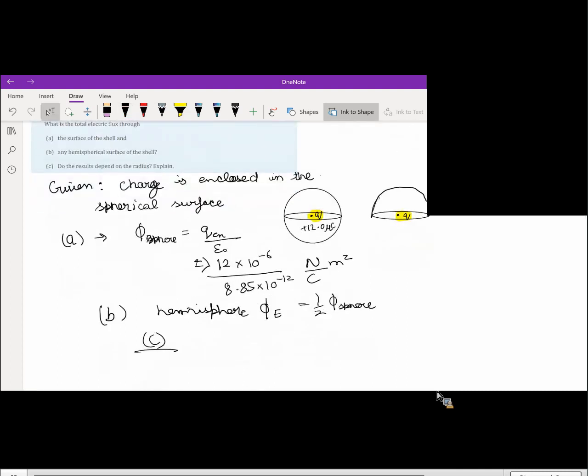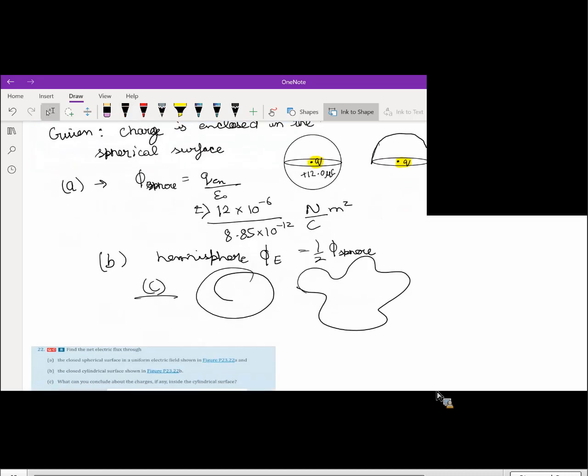I'm happy. So Gauss law says that it doesn't matter the dimensions. Let's say this is the dimension. What matters is it should be a closed surface. Then the flux through any weird looking surface is just the charge enclosed divided by epsilon naught. Perfect.